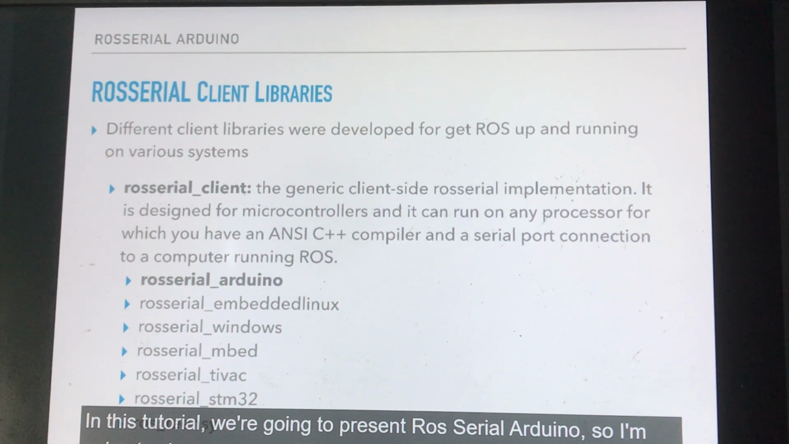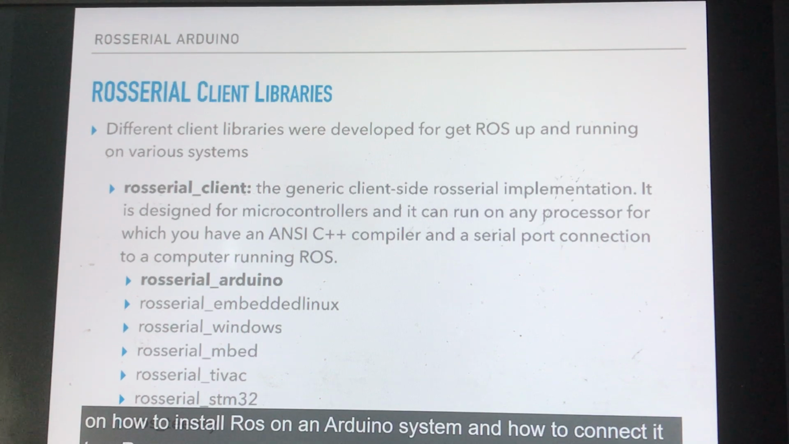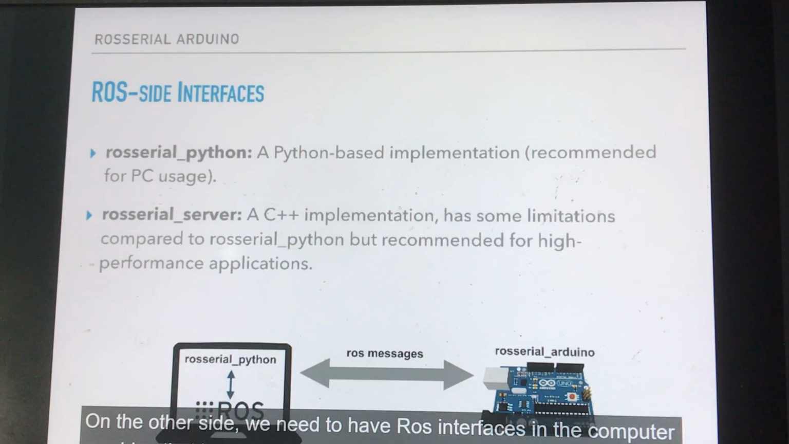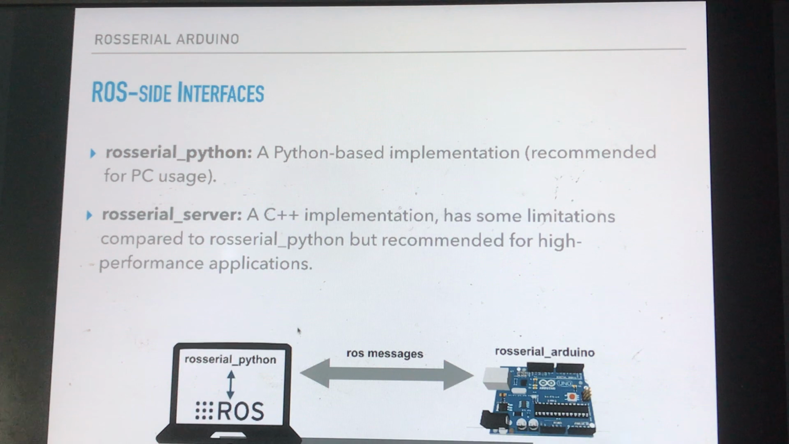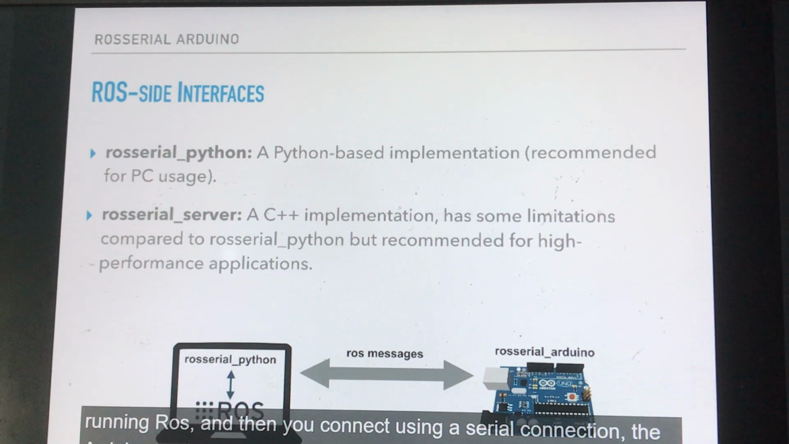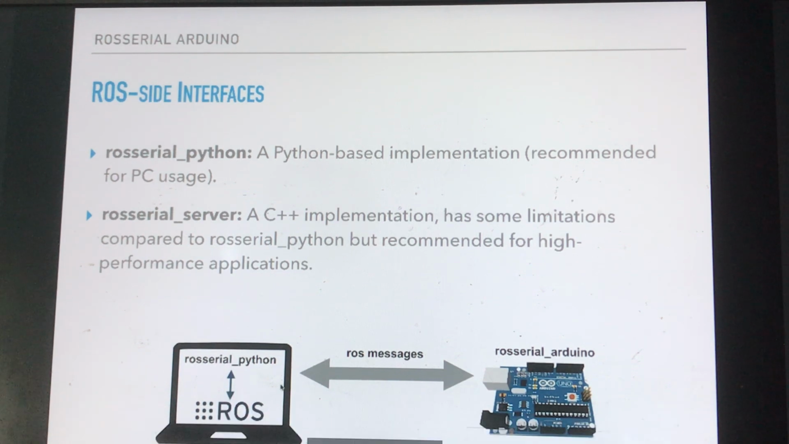So I'm going to show you the full process on how to install ROS on an Arduino system and how to connect it to a ROS ecosystem that is running on your computer. On the other side, we need to have ROS interfaces in the computer machine that is running the main ROS ecosystem. So this is actually the architecture. You have a new microcontroller, let's say you have an Arduino, and you have also a computer that is running ROS, and then you connect using a serial connection the Arduino system to the computer, okay?